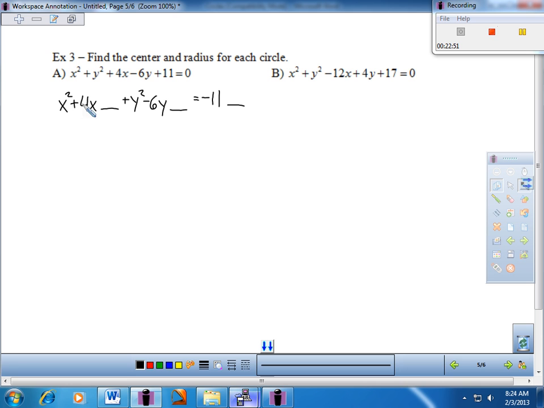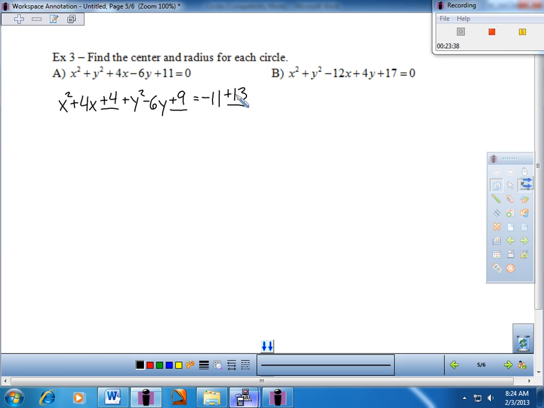All right. 4 divided by 2 is 2, and 2 squared is 4. So plus 4 right there. Negative 6 divided by 2 is negative 3. Negative 3 squared is positive 9. So plus 9. So if you look at the left-hand side, it looks like we've added 13 units to the left-hand side of the equation. So we have to add 13 units to the right side.